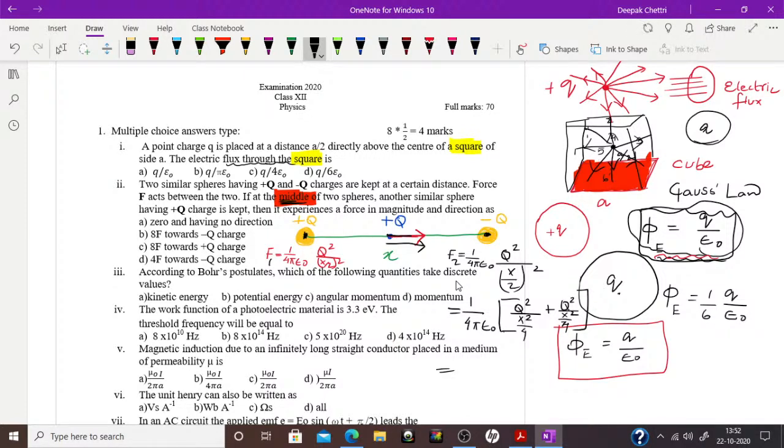right. Now the 4 can come up, this 4 also can come up, so you can see this is q square by x square, this is also q square by x square. So 4 times q square by x square plus 4 times q square by x square, which will give me 8. So 8 times 1 by 4 pi epsilon naught q square by x square. Is this clear how I got 8 times this?